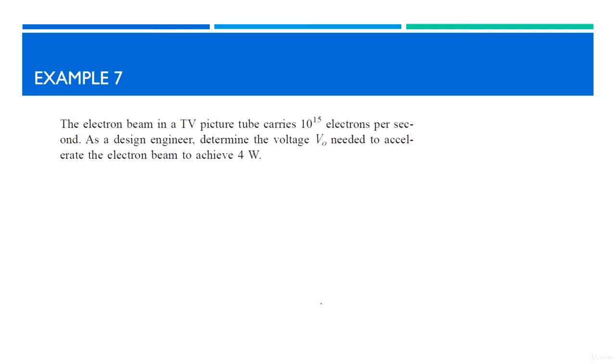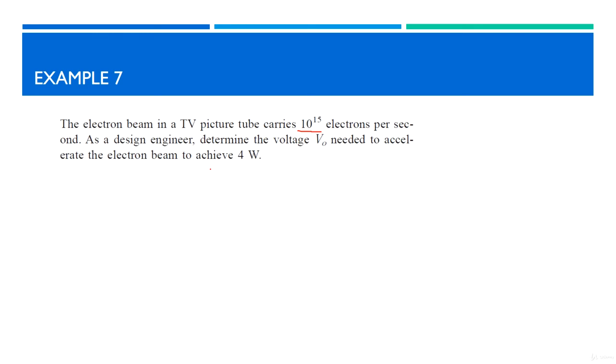So let's have an example. We have an electron beam in a TV picture tube. Okay, so we have a cathode ray tube and it produces 10 power 15 electrons per second. As a design engineer, determine the voltage V node needed to accelerate the electron beam to achieve 4 watt.